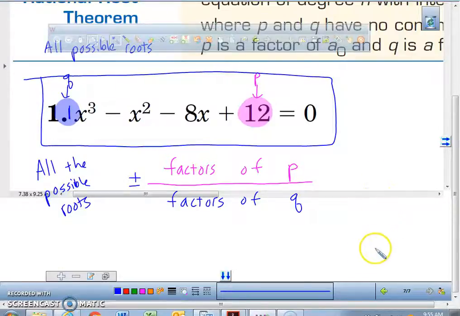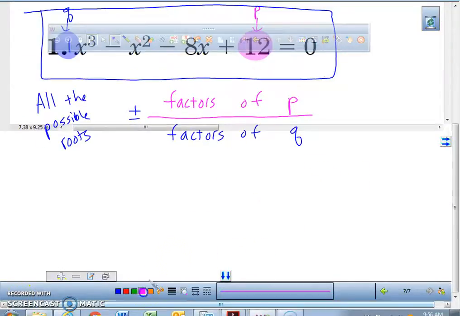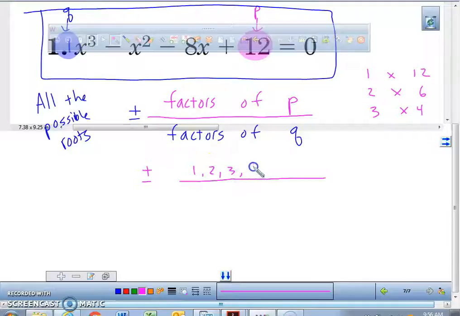Okay? So the first thing I want you to think about is, what are the factors of 12? We have 1 times 12, obviously. What else? 2 times 6. And 3 times 4. So I want you to put plus or minus. We're going to list all of those in order: 1, 2, 3, 4, 6, and 12.